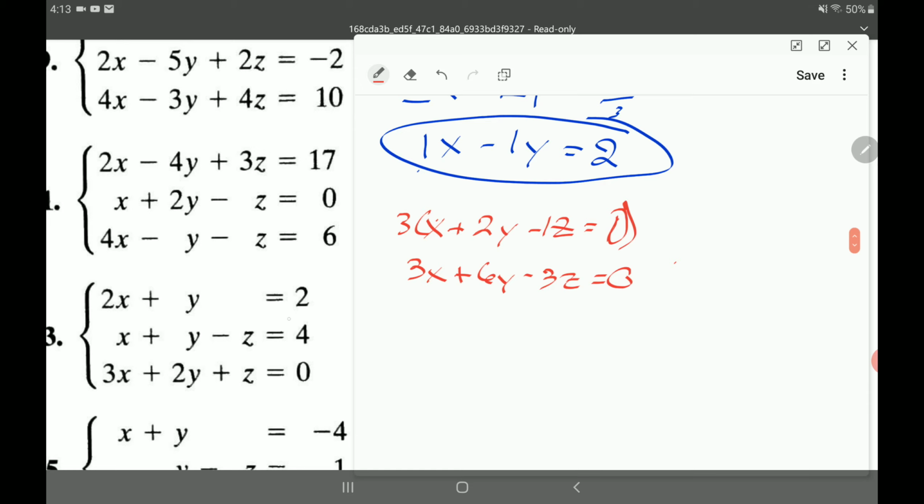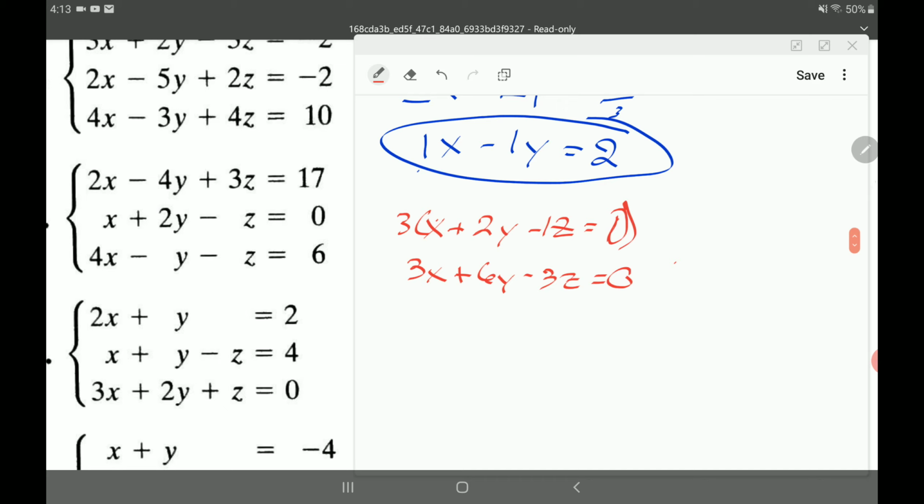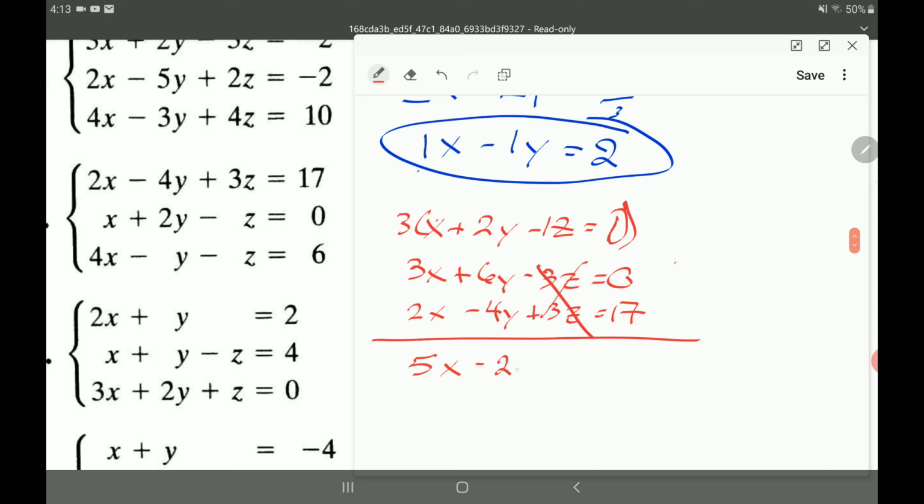So again, the whole point is, when I add this top row, 2x minus 4y plus 3z equals 17, the z's cancel out. So it gives me 5x minus 2y plus 2y equals 17. So nothing reduces here, but fortunately we have a really easy one.